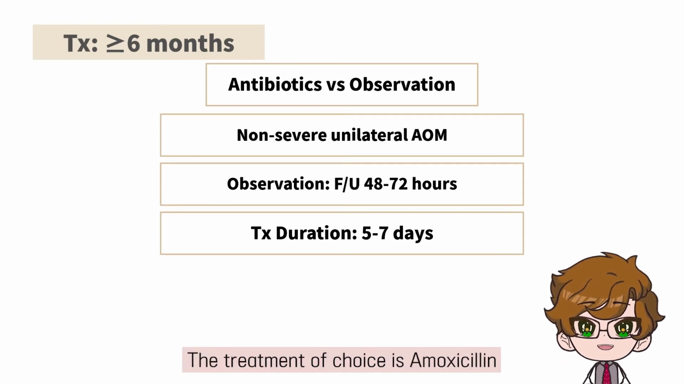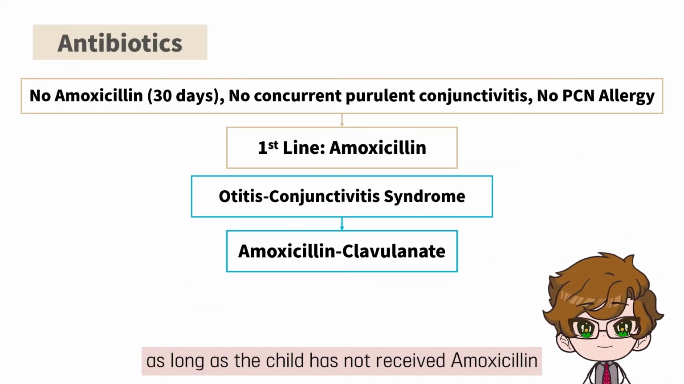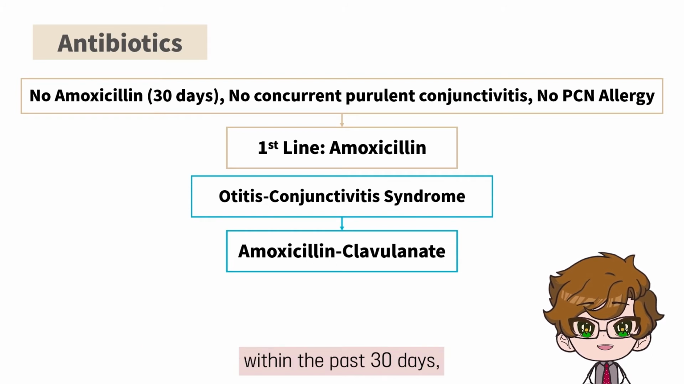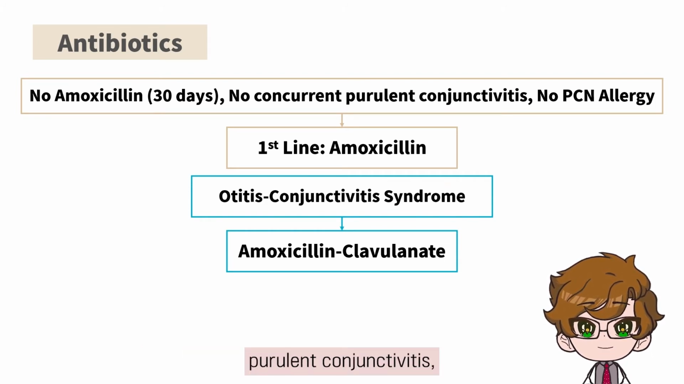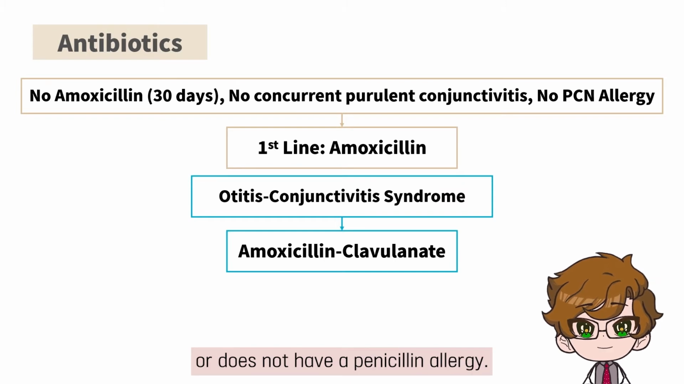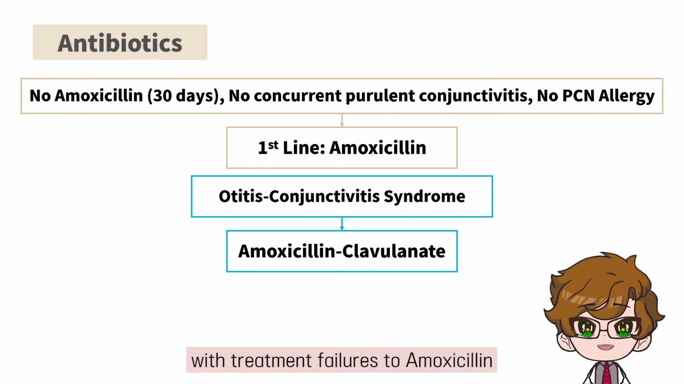The treatment of choice is amoxicillin as long as the child has not received amoxicillin within the past 30 days, or the child does not have concurrent purulent conjunctivitis, or does not have a penicillin allergy. Recurrent history of AOM with treatment failures to amoxicillin is another reason to avoid amoxicillin.